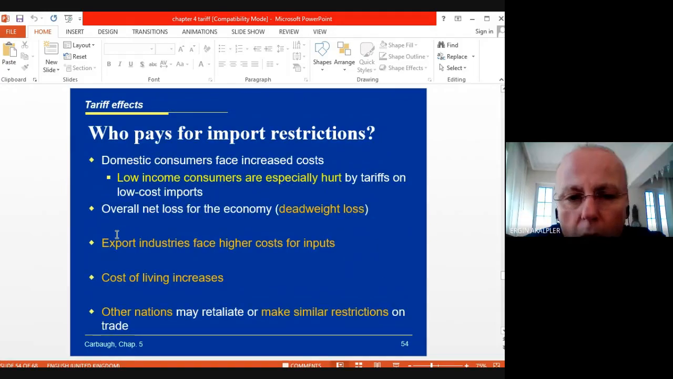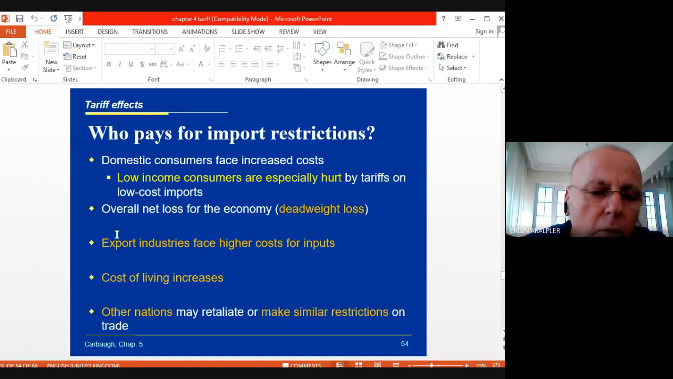Who pays for import restriction? Domestic consumers face increased cost, as you are observing here. Lower income consumers are especially hurt in this direction, and of course this is not acceptable. And of course the overall net loss is realized here, where the deadweight loss for the consumption and production effect is realized at points A and B and D.